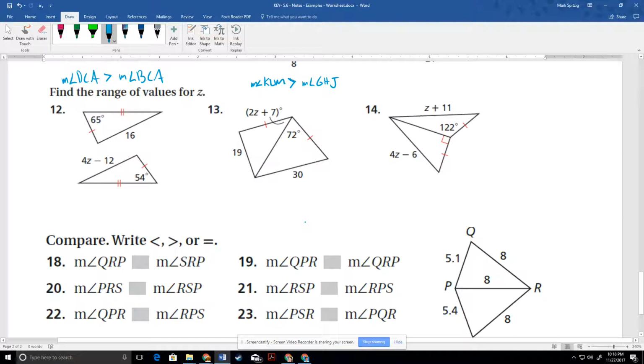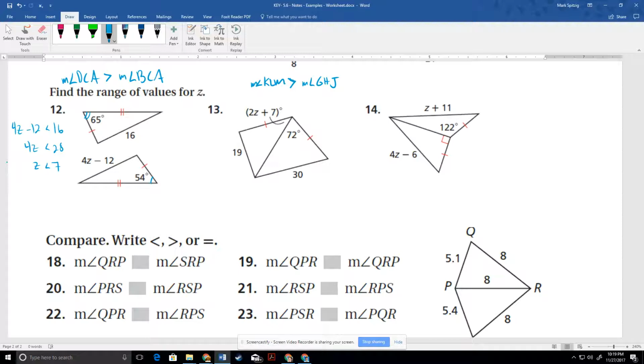So we got to find the range. So we might need some extra room here, but let's see what we can do. Again, the angle that we know is between is going to be here, which is good. So this 65 is going to be bigger than this 54. So therefore, we know that this side, this 4z minus 12, is going to be smaller than the 16. So I'm going to write that: 4z minus 12 is going to be less than 16. And so I could say 4z is less than 28. So z is less than 7. Okay. So good, right? Because it's going to be less than that, right? Does that make sense? Yeah, cool. Because this is smaller, so that's going to be bigger.